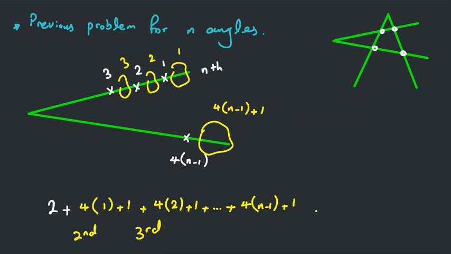Now, if we want to calculate, how many ones are there for the nth angle? How many ones are there from 2 to n? So we have 2 plus n minus 1 ones. And then we factor out 4. It will be 1, 2 to n minus 1.